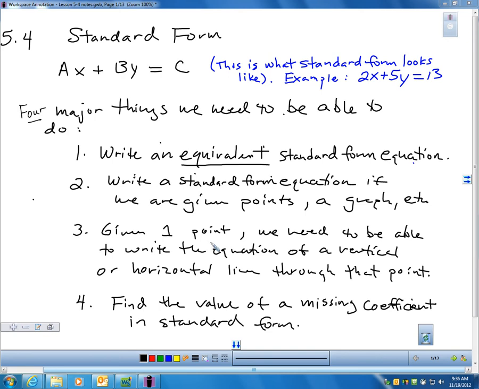If I give you 1 point, we need to be able to write the equation of a horizontal or vertical line that goes through that point. That's a third task we'll need to do. And the final task would be to find the value of a missing coefficient in standard form. Those four tasks, each one of those we will need to be able to do. We're going to talk about this first task. I'll keep on going back to this slide, but let's talk about the first task, writing an equivalent standard form equation. That's very simple to do.